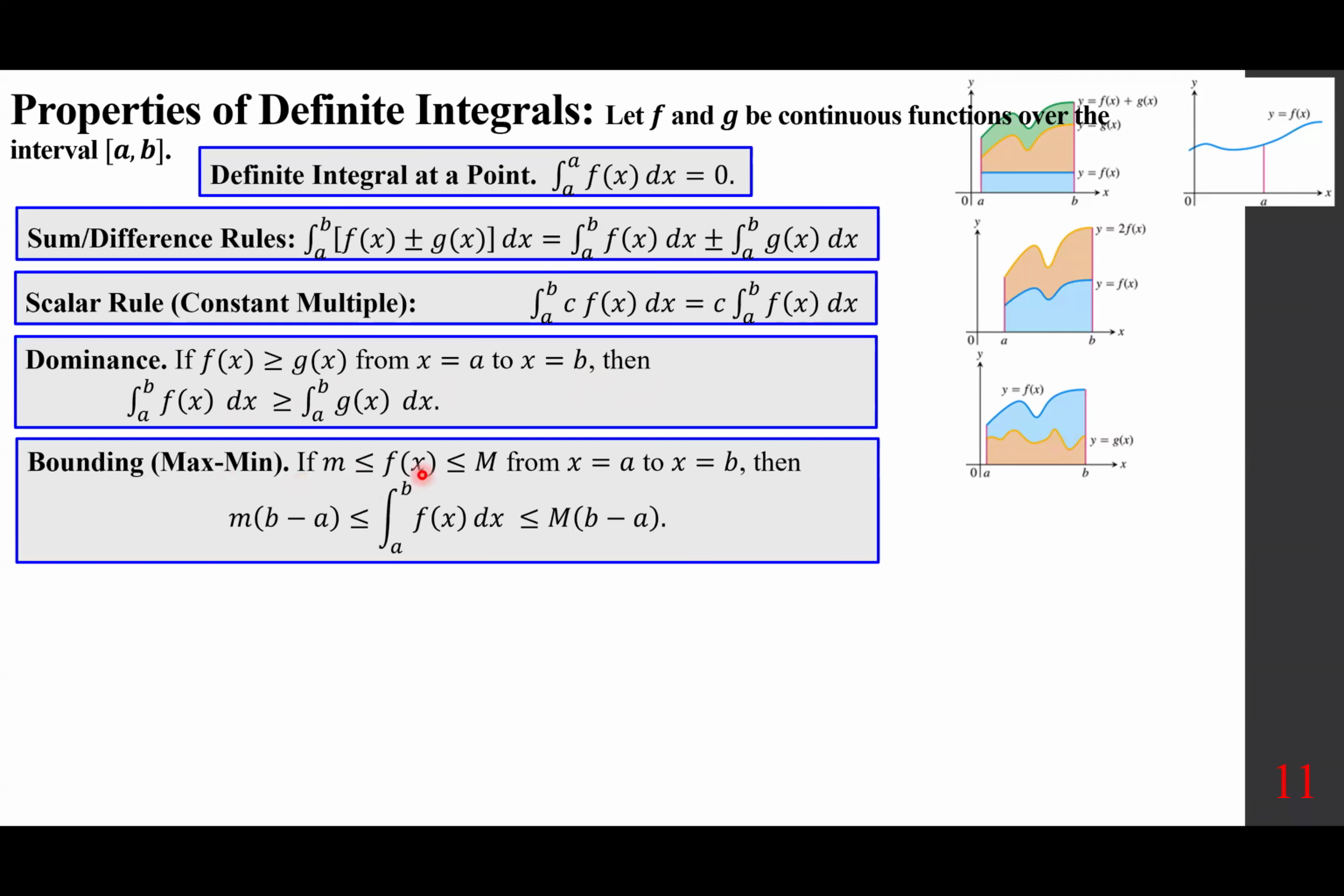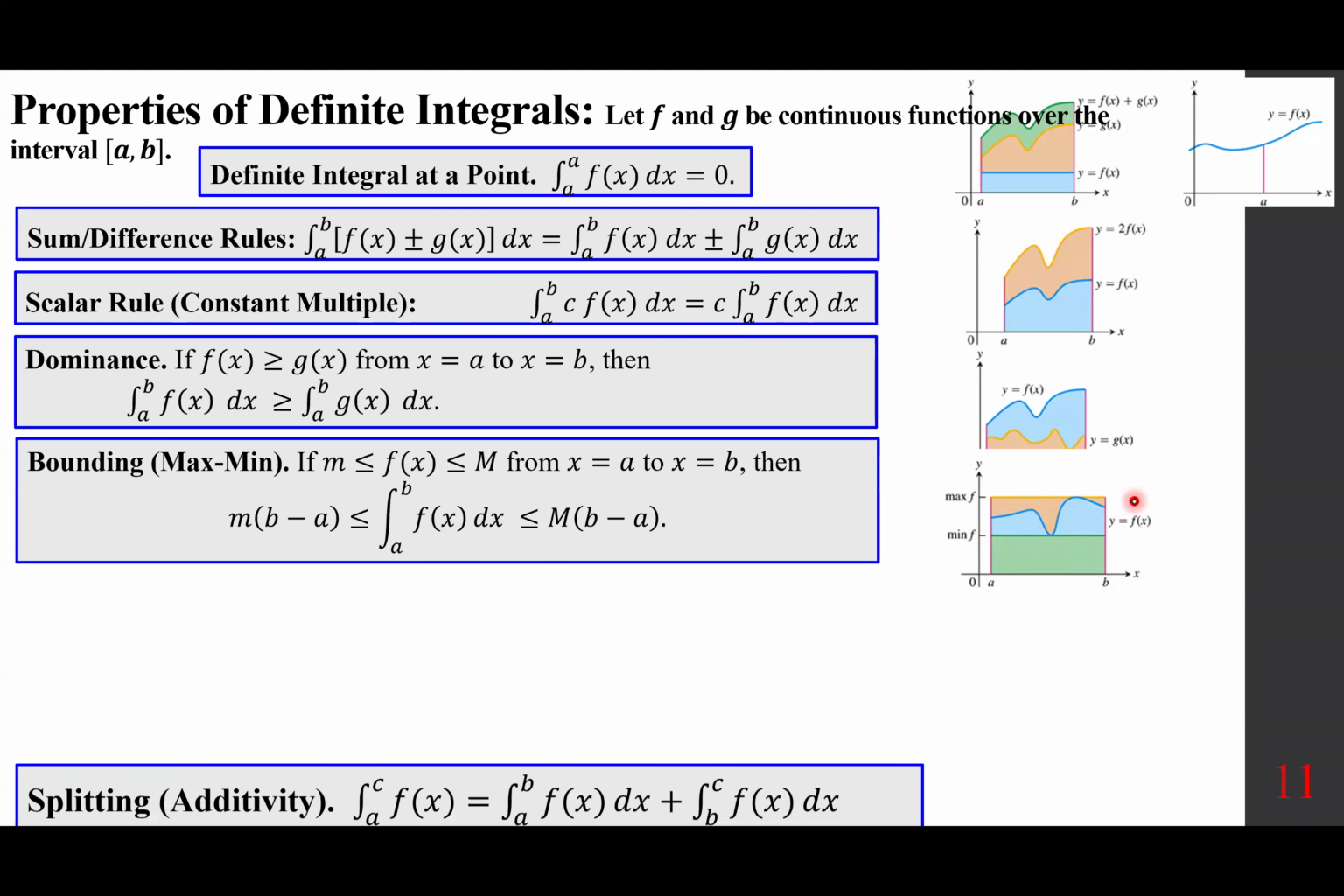Bounding, max and min. If the function f of x is between its minimum value lowercase m and maximum value uppercase M, from a to b, again, it doesn't matter what happens outside. So m times b minus a is less than or equal to the integral of a to b f of x dx, less than or equal to capital M times b minus a. You can see it here. So here's the function, the area under that. Here's the minimum value, the rectangle, the green one. And here's the maximum value, this rectangle that has this height, which is larger. So that's clear.